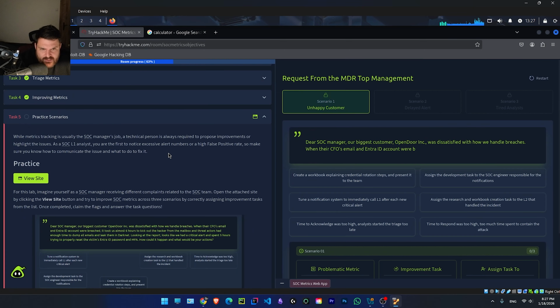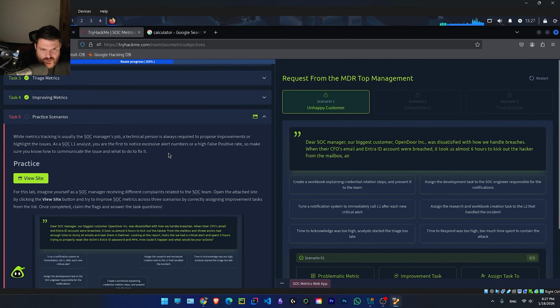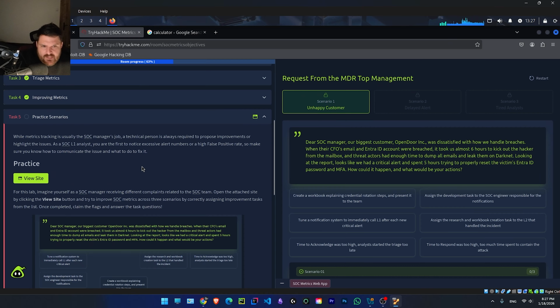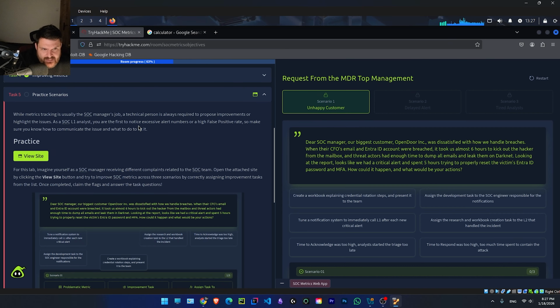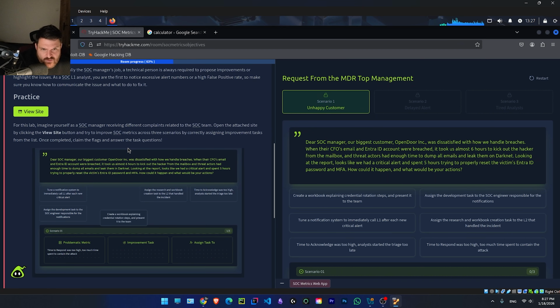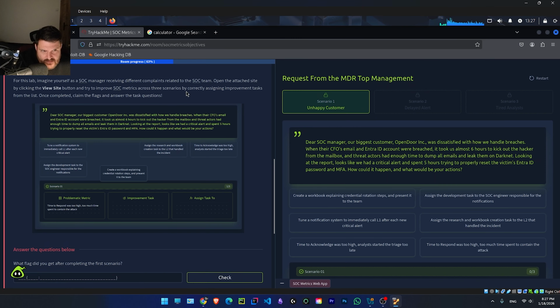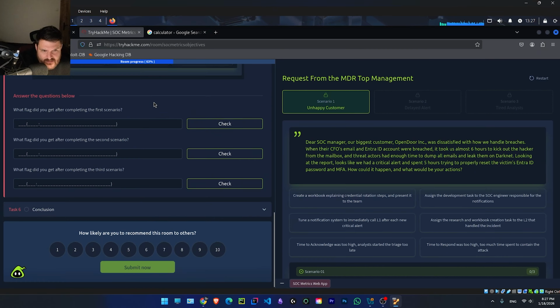While metric tracking is usually the SOC manager's job, a technical person is always required to propose improvements or highlight the issues. As a SOC Level 1 analyst, you are the first to notice excessive alert numbers or a high false positive rate, so make sure you know how to communicate the issue and what to do to fix it. For this lab, imagine yourself as a SOC manager receiving different complaints related to the SOC team. Open the attached site by clicking the button and then answer the task questions.